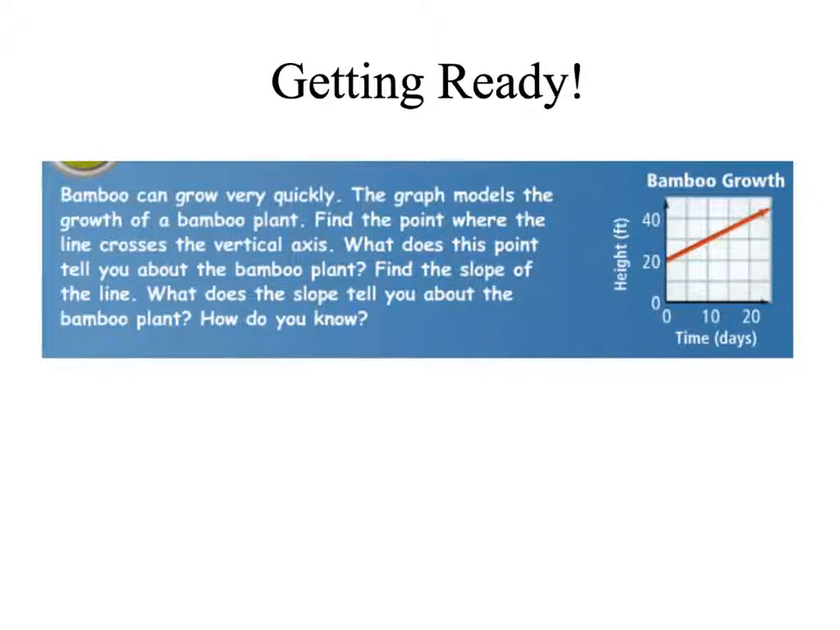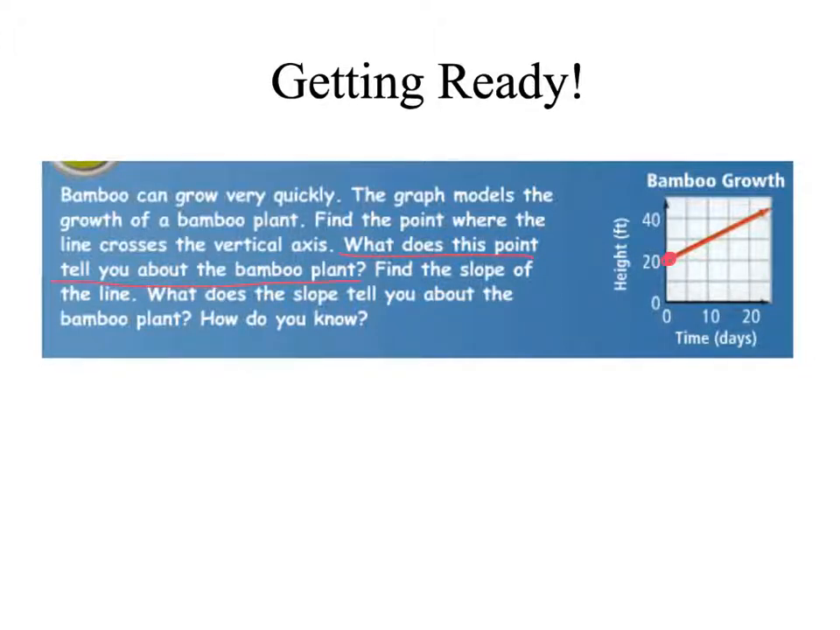So it says, bamboo can grow very quickly. The graph models the growth of a bamboo plant. Find the point where the line crosses the vertical axis. So vertical is up and down. So that point would be right here. Let me make it pink. It looks like it's about at a height of 20. What does this point tell you about the bamboo plant?